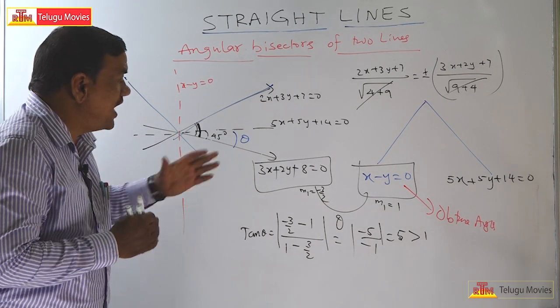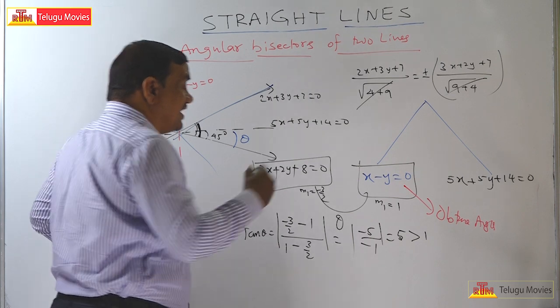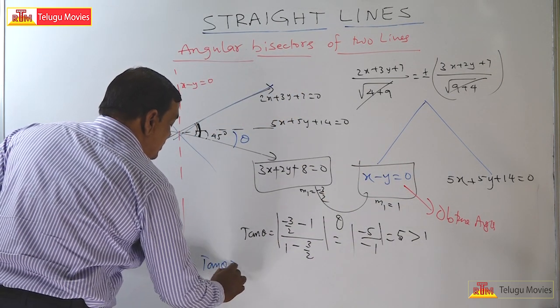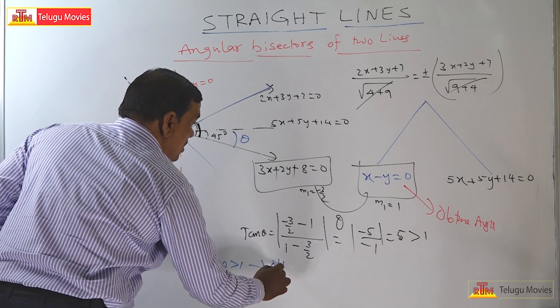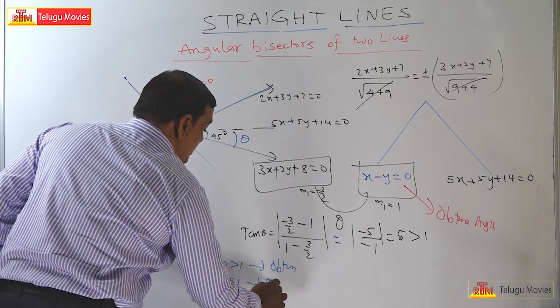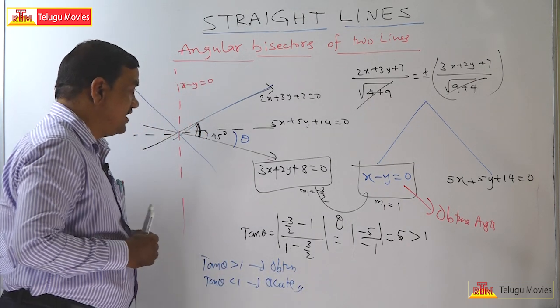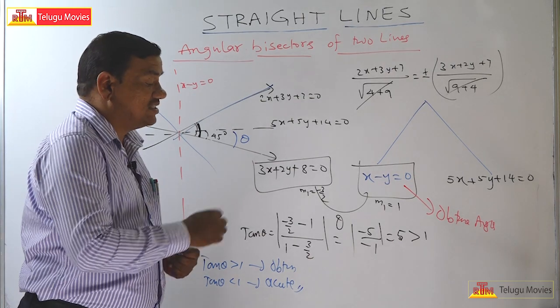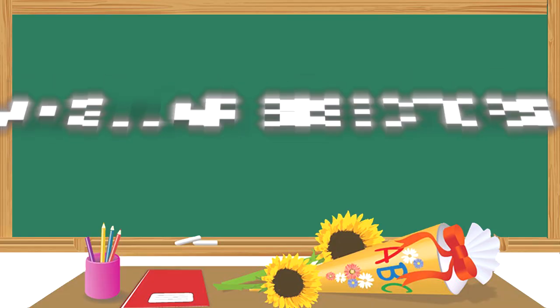Okay now. So I will conclude this: if tan theta is greater than 1, then it is obtuse. If tan theta is less than 1, then it is acute. I hope this concept is very clear to you. Now let us see one more concept.